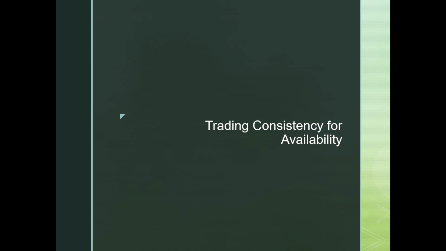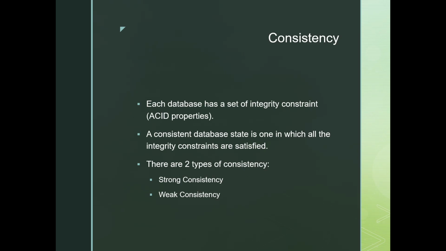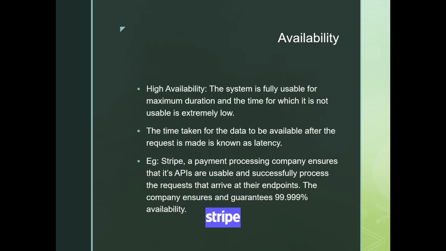So now let's see what trading consistency for availability means. Let's see first what consistency is. A database has a set of integrity constraints, that is the primary key, foreign key, and so on. There are many others. And a database is said to be consistent if all the integrity constraints are satisfied. There are two types of consistency, that is strong consistency and weak consistency.